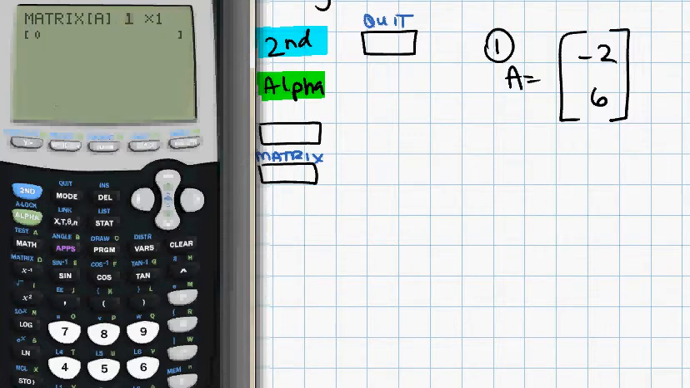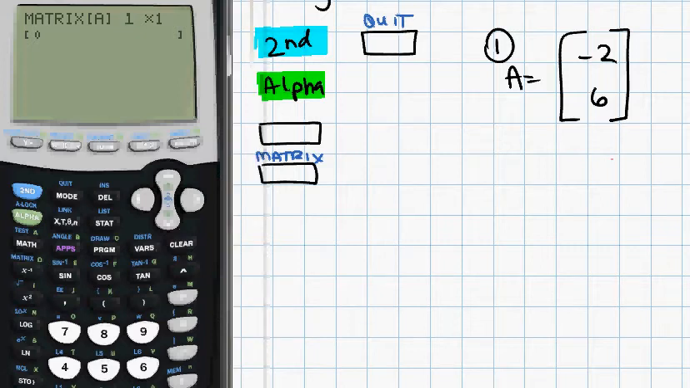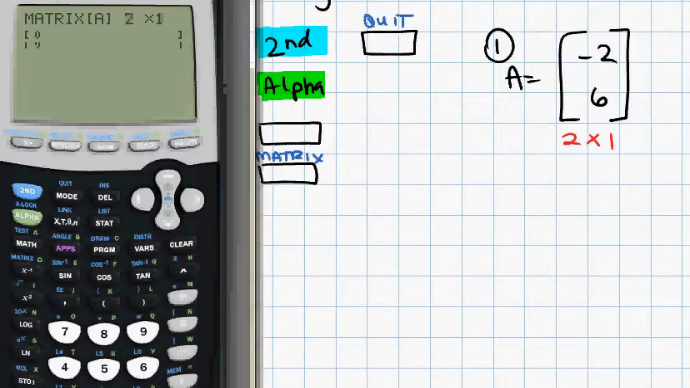Staring at your screen in front of you, there's just a 0 sitting inside of a matrix. A 0 is just a 1 by 1, as the top right corner says. Our matrix A isn't a 1 by 1. How many rows does it have? It does have 2 rows and 1 column. So our matrix is a 2 by 1. So where it says 1 by 1 in the top right corner, we're going to put 2 by 1 instead. And notice the matrix on the screen grew in size.